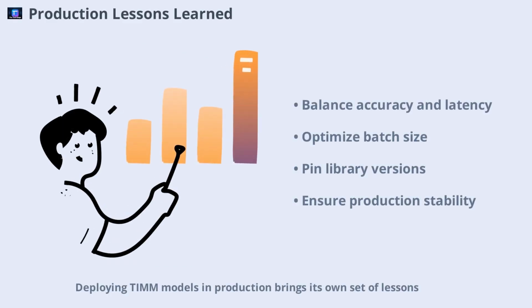Deploying TIMM models in production brings its own set of lessons. Model selection isn't just about accuracy, latency and resource usage matter, too. Batch size can have a big impact on performance, especially with limited GPU memory. Version pinning is critical to ensure consistent results, as model behavior can change between releases. By paying attention to these details, you can deploy TIMM models confidently in real-world applications.